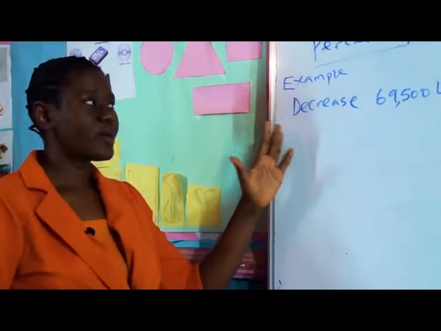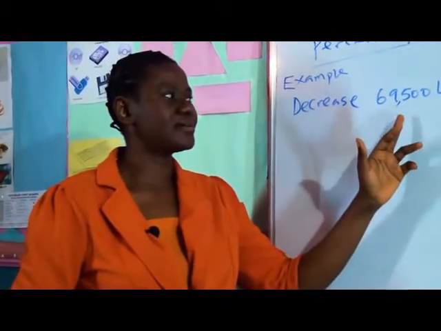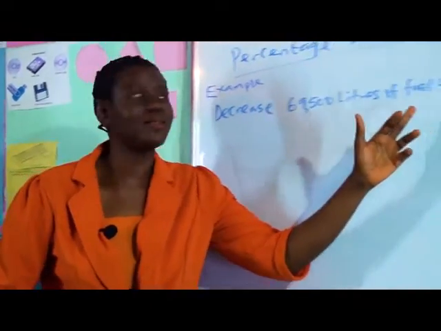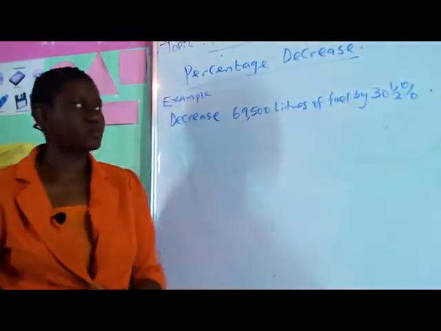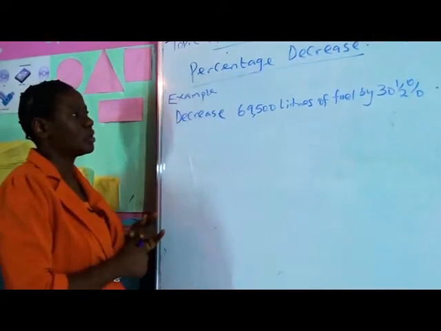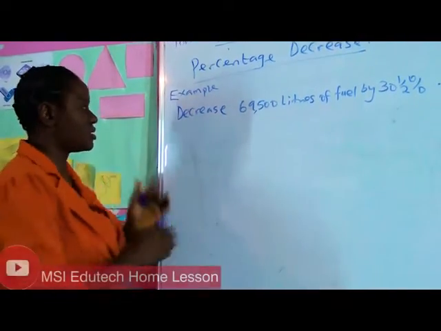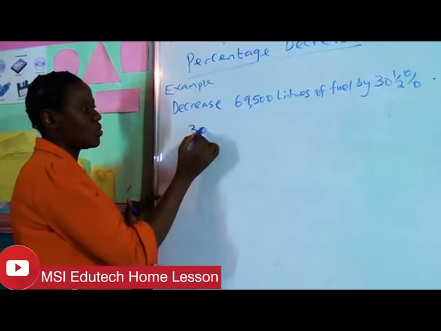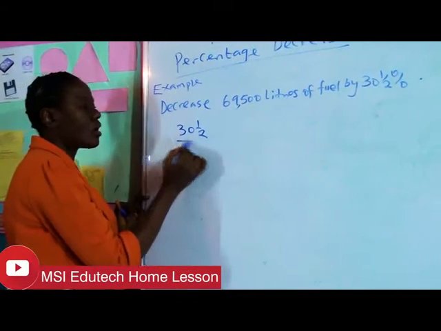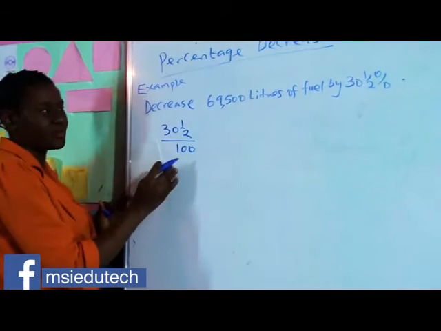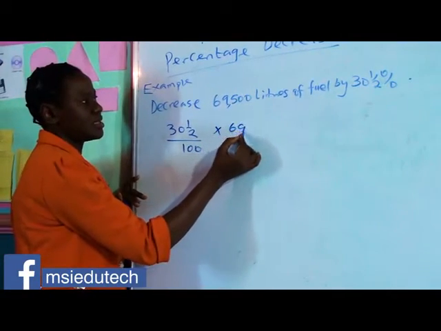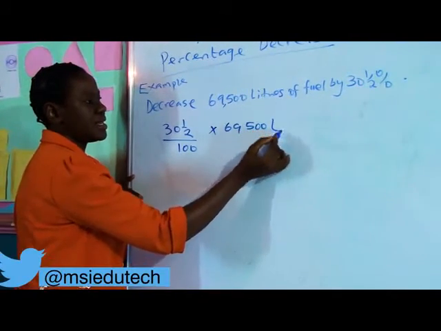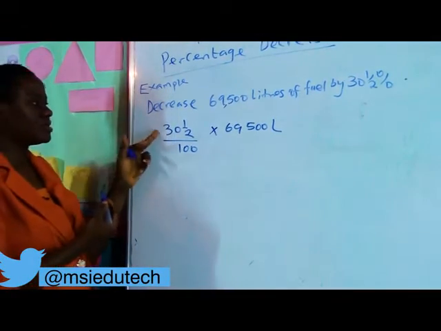The question is: decrease 69,500 liters of fuel by 31/2%. So we go just as we did for percentage increase. We have 31/2 all over 100, which is the percent, times 69,500 liters. Now this is a mixed fraction.